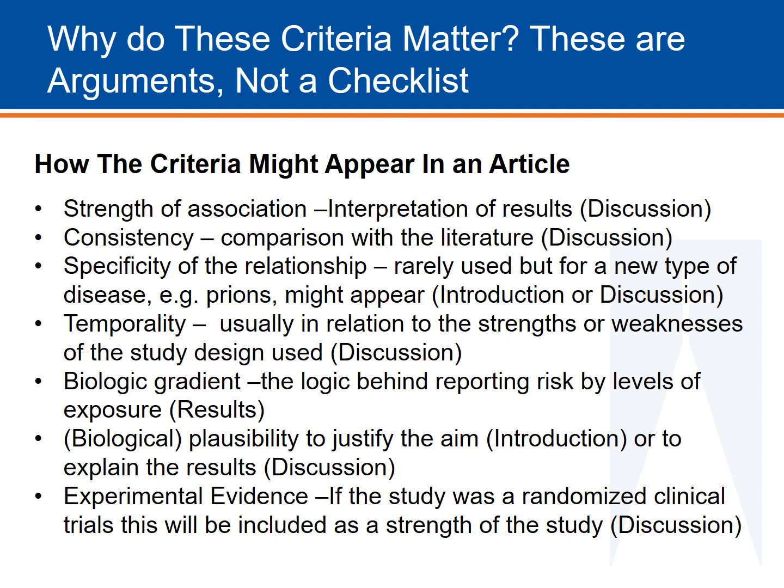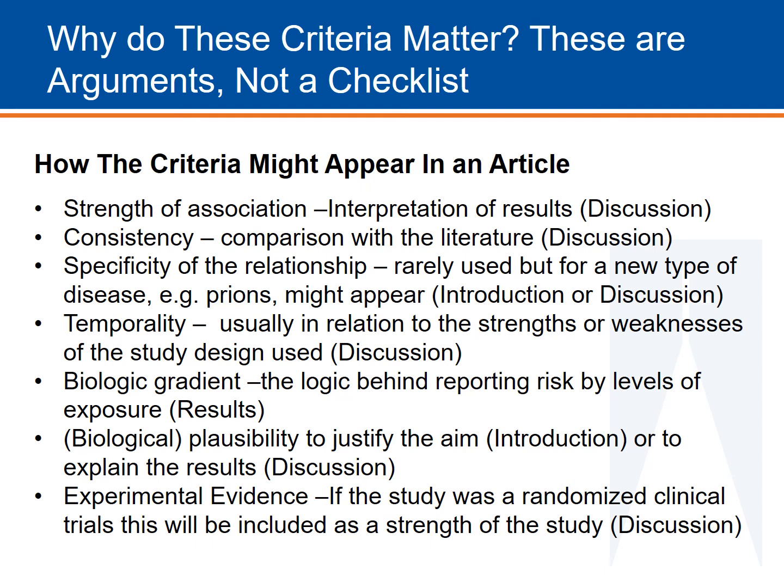Finally, experimental evidence will be discussed if the study was a randomized type of trial, whether that was a randomized clinical trial or a randomized control trial or an intervention with randomized intervention and control groups. If there is an experimental type of study design, this would almost always be included as a strength of the study. And sometimes if it wasn't an experimental type of study design, there would be an acknowledgement of that as a weakness, although it's usually only mentioned if that actually occurs.